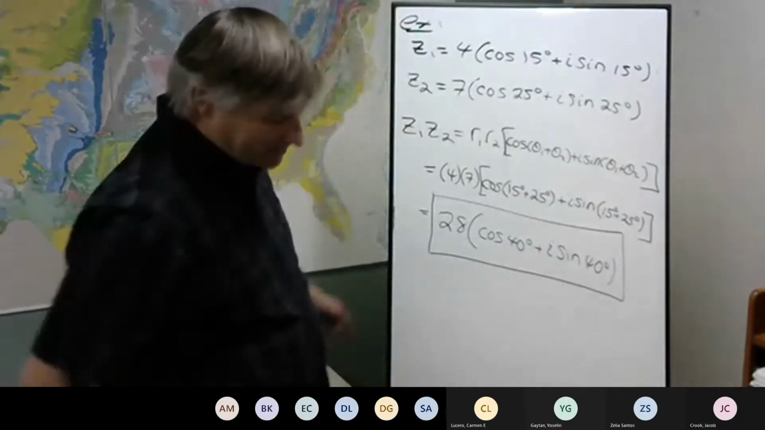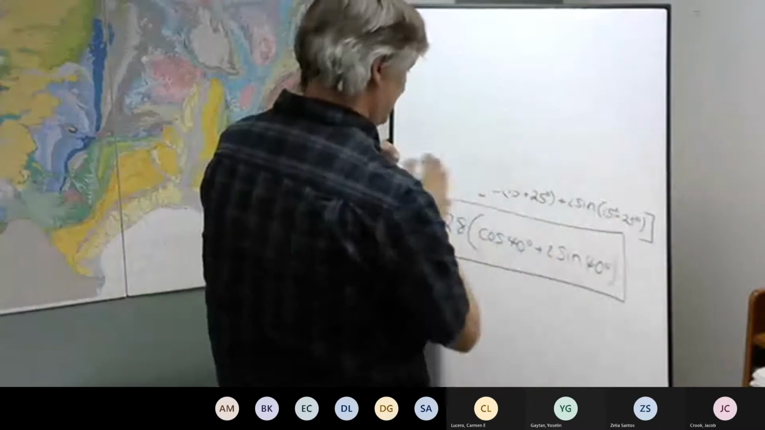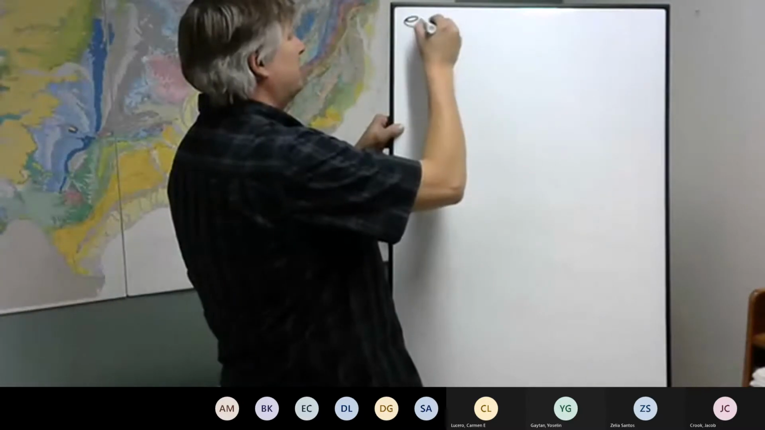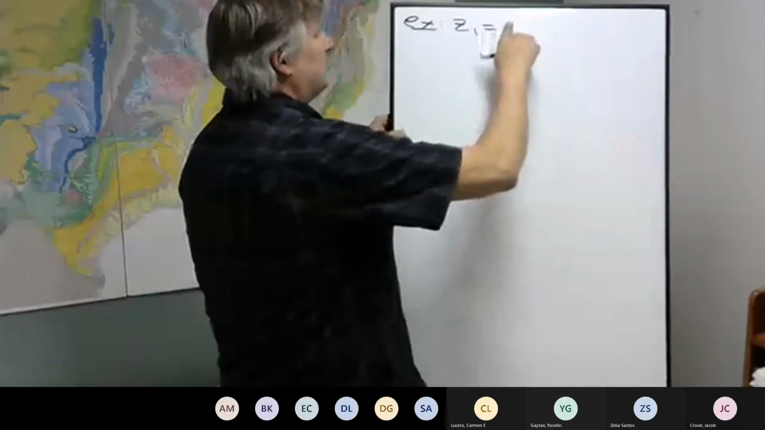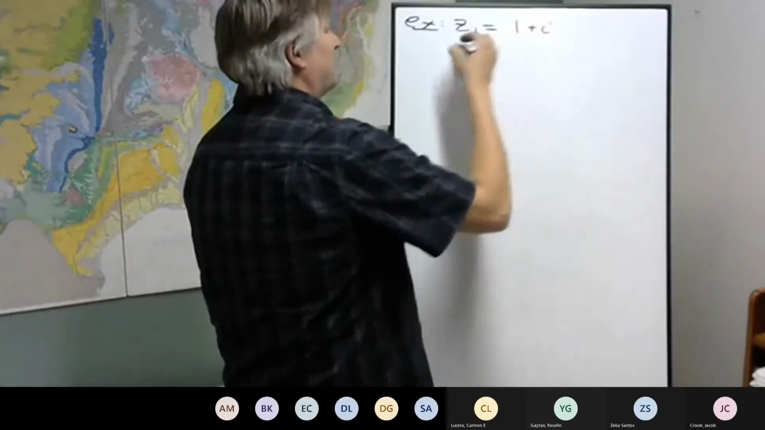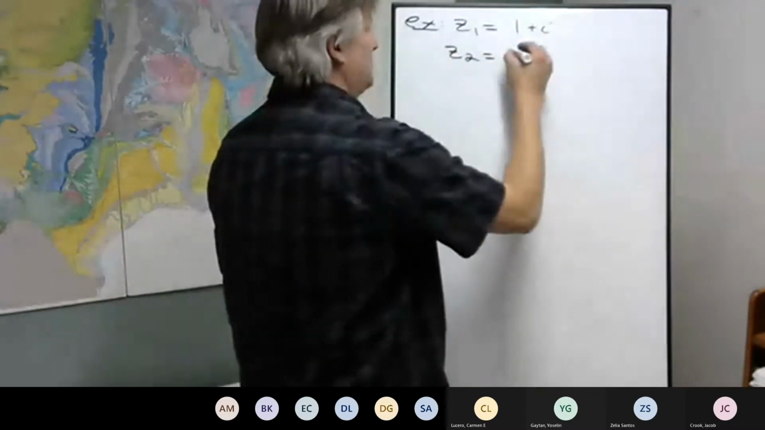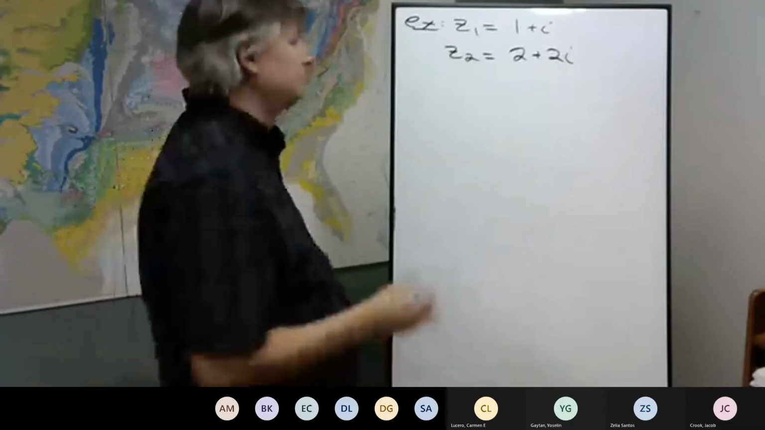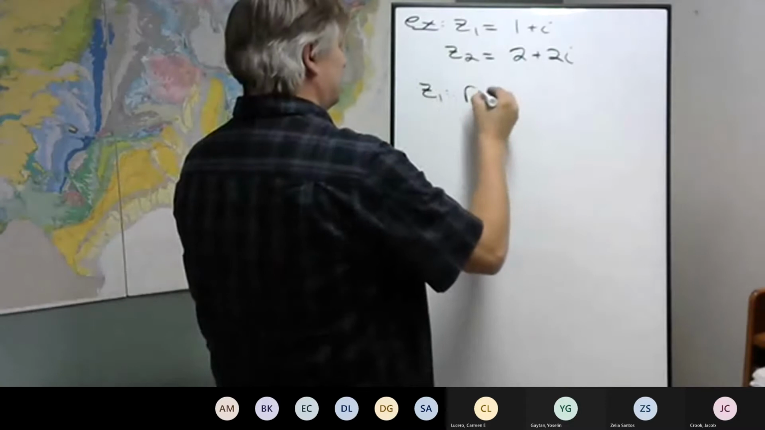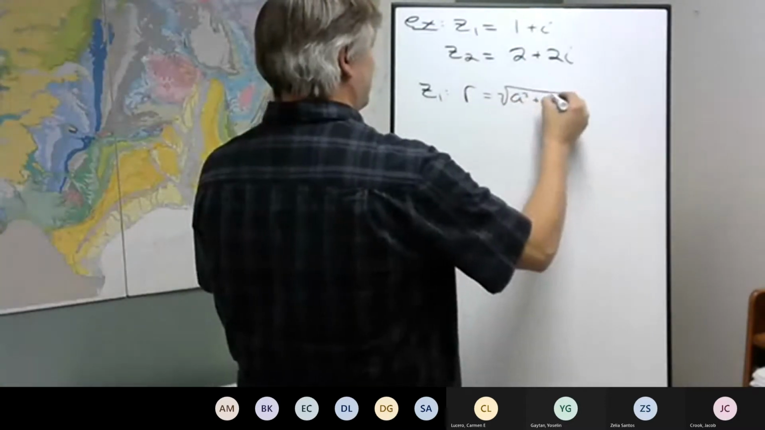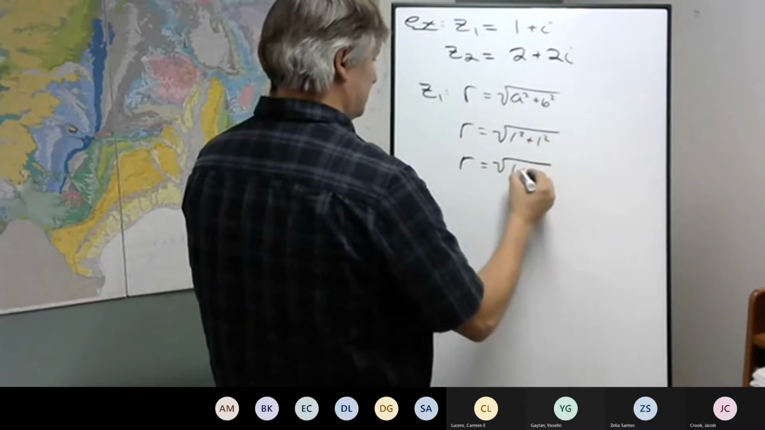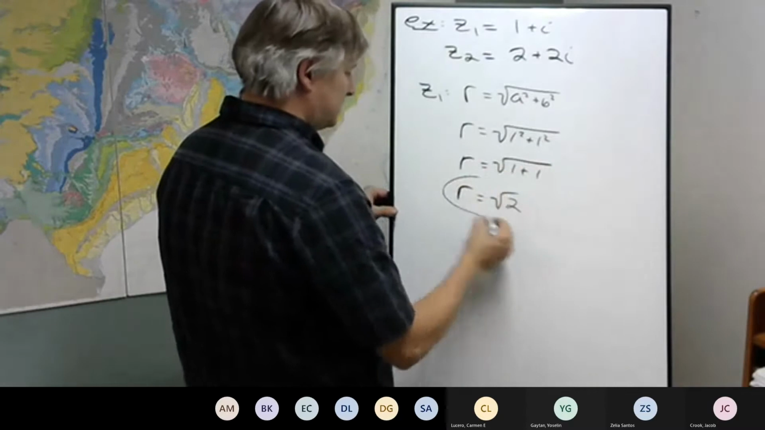So let's say we have something like this. Let's say we have Z1 is 1 plus i, and Z2 is going to be 2 plus 2i. Now, let's say they want this done in polar coordinates. So we've got to convert these first. So Z1, we need our R. So that's going to be our R.